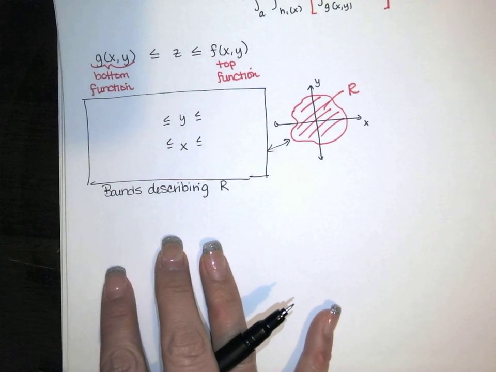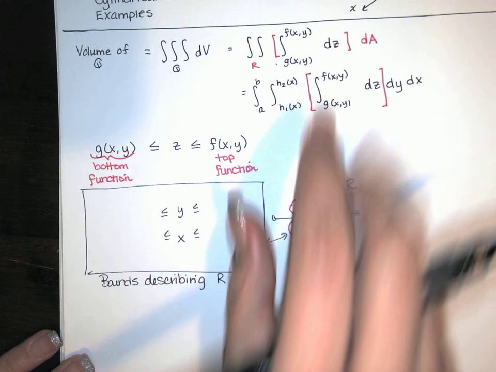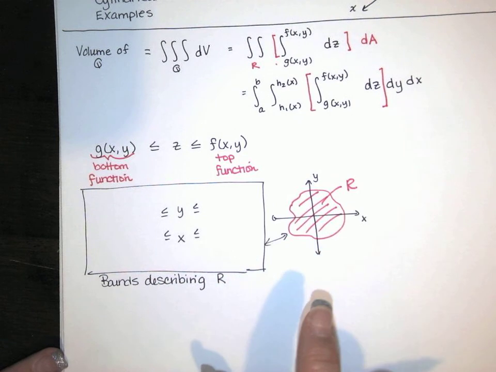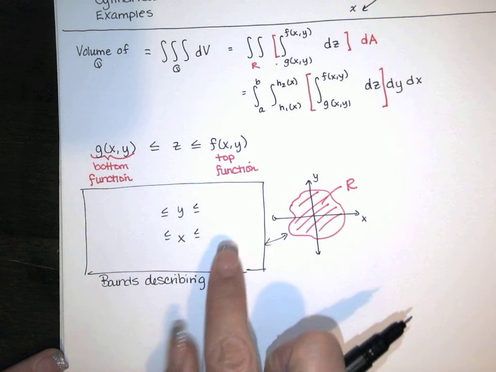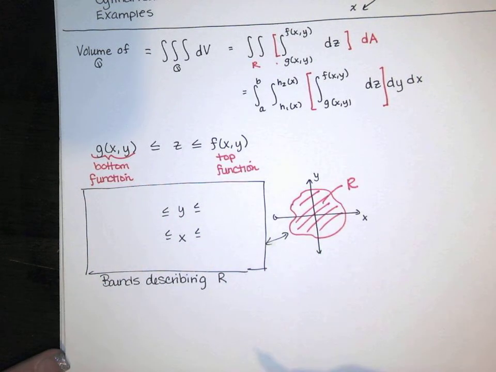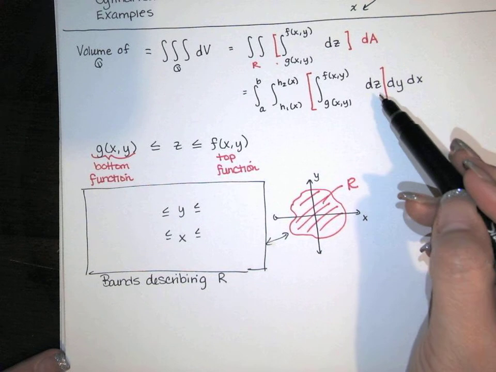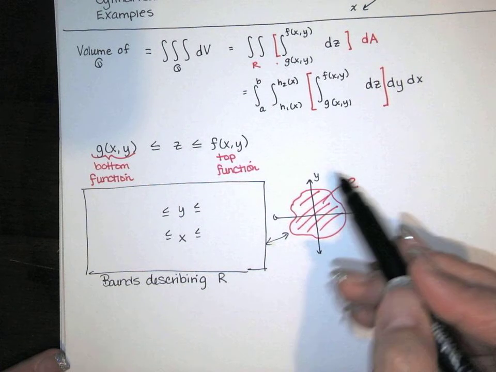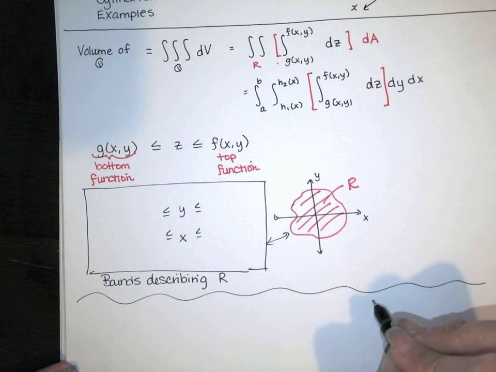And there are two other possibilities, but I guess this is actually one or two possibilities depending on how you look at it. Z goes from a function to a function, and then you project onto the xy plane, and then you've got two different ways you can orient this. So this would lead to a dz dy dx integral, or you could do dz dx dy, depending on how you described R. So that's one possibility.